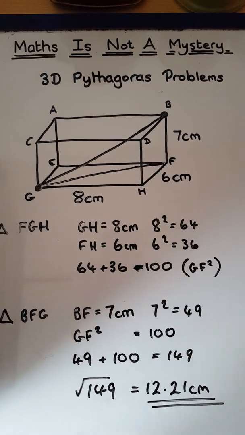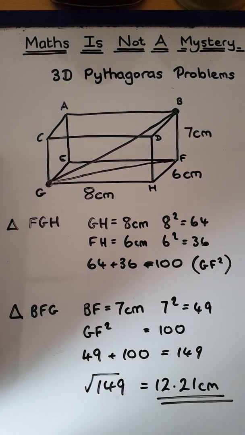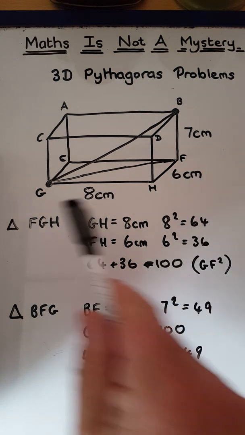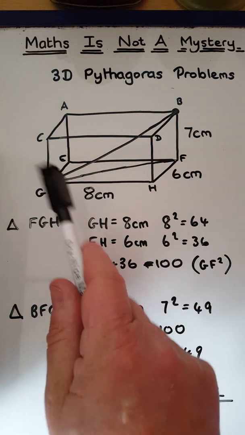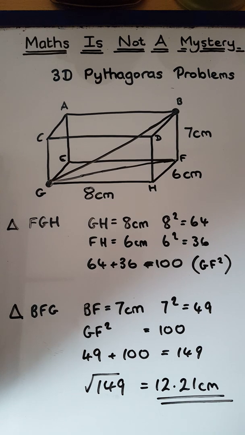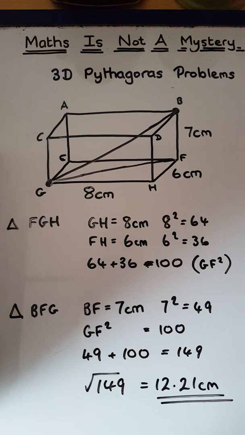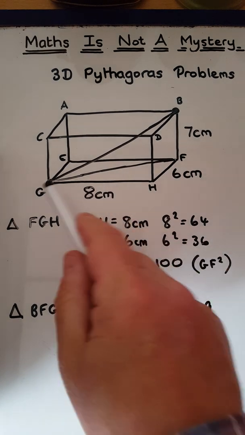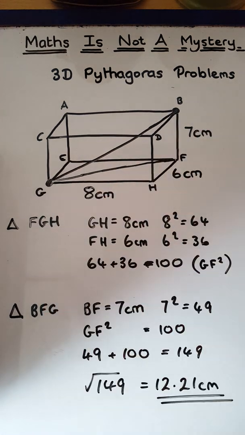So that's how you do a 3D Pythagoras problem. You create a new triangle along the bottom or the top or wherever you can realistically create one in a 2D plane. That helps you create this sort of 3D triangle that's running through the centre of your shape. So I hope that's helpful.